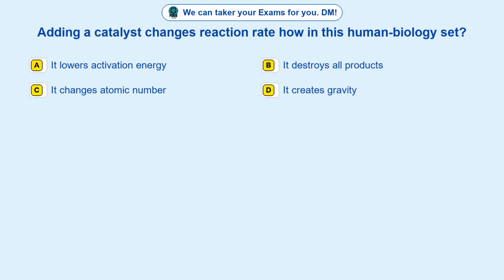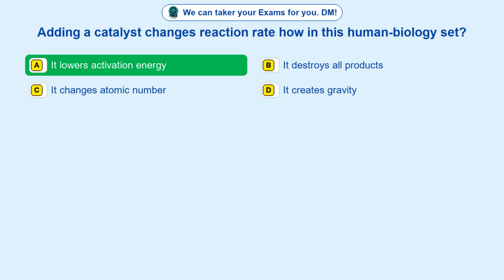Question 37. Adding a catalyst changes reaction rate how in this human biology set? Option A. It lowers activation energy. Option B. It destroys all products. Option C. It changes atomic number. Option D. It creates gravity.